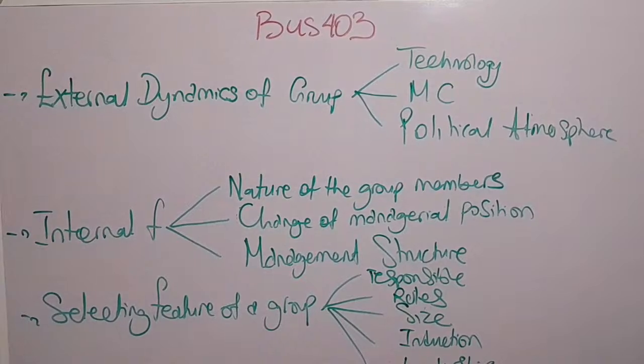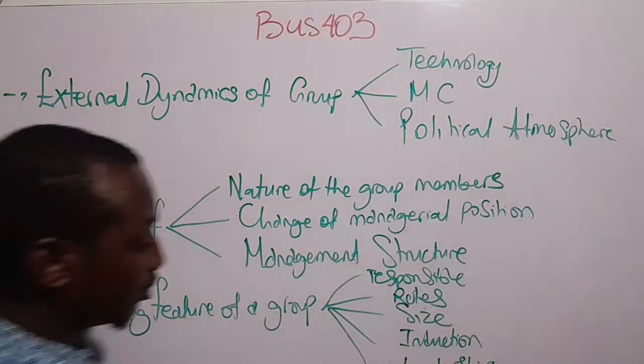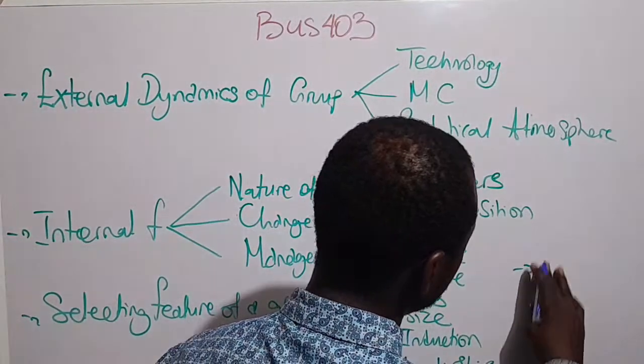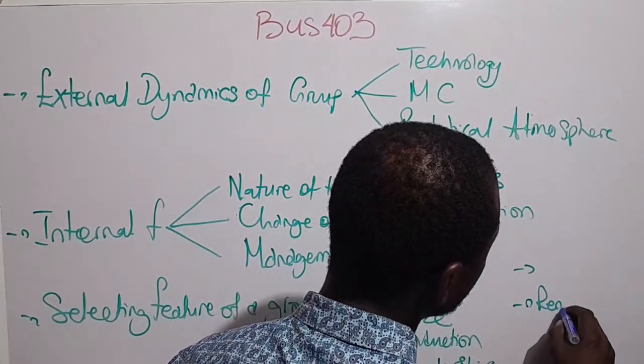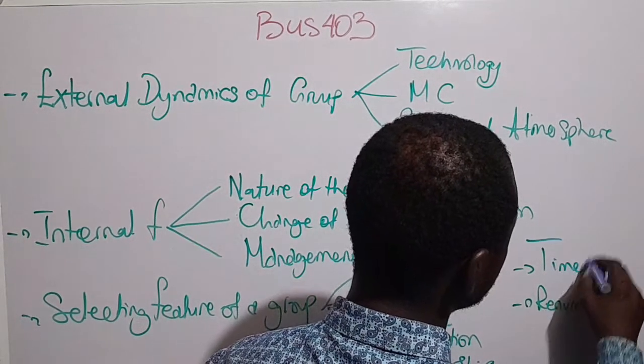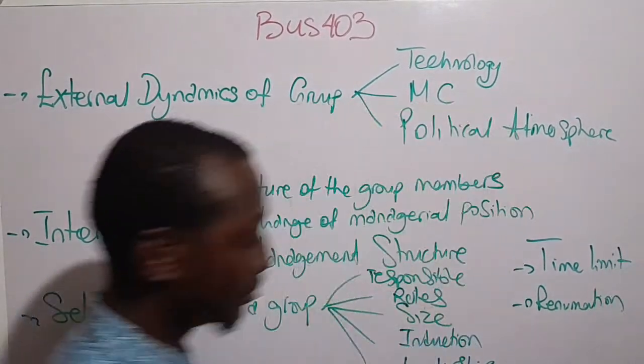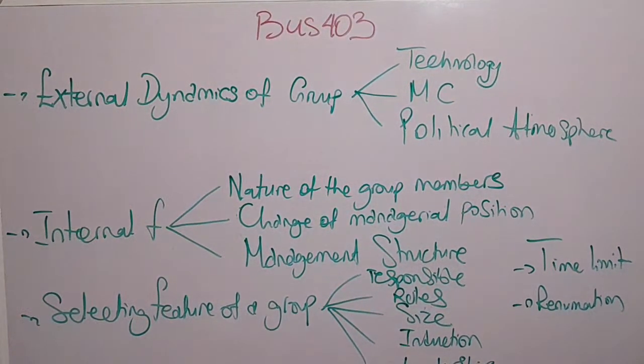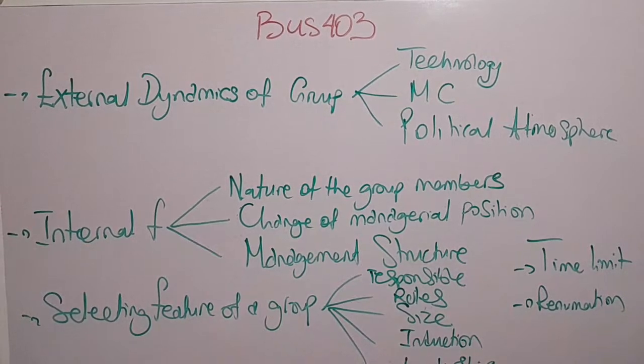Then we also have time limits, when to resume, when to close. And lastly, we have remuneration. We also have time limits. Okay, so we have that as that.